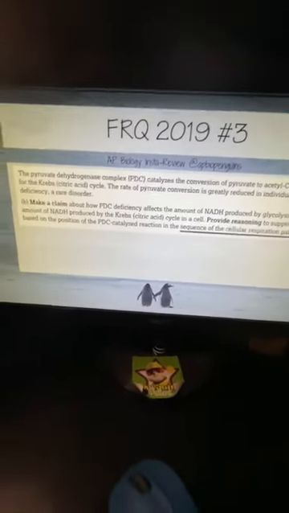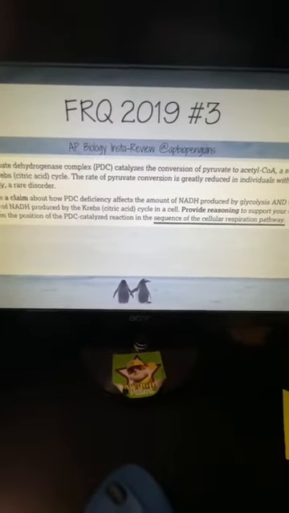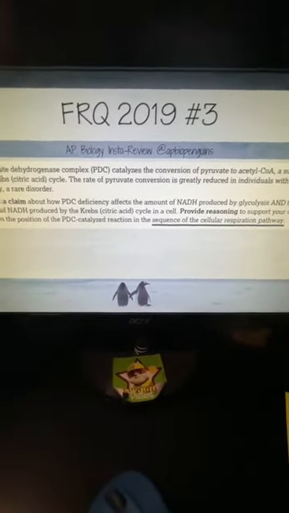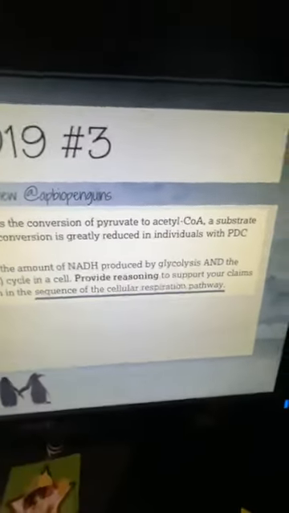So the next part says, make a claim about how the deficiency affects the NADH produced by glycolysis and the NADH produced by the Krebs cycle. Since it specifically tells us this happens from the pyruvate to acetyl-CoA, glycolysis makes pyruvate. So logically, the disorder isn't going to affect glycolysis and the NADH that's made in glycolysis, because this disorder is affecting something that's happening after glycolysis. And so you would see no change for glycolysis because glycolysis occurred first.